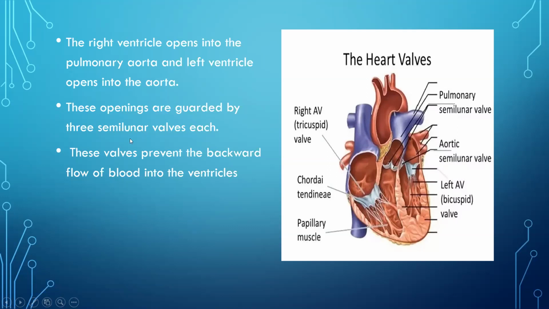These openings are guarded by semilunar valves. You can see these semilunar valves, this is 1, 2 semilunar valves. And these valves again prevent the backflow of blood. Always remember, all the valves in the heart prevent the backflow of blood, that means again from the ventricles to the auricles.